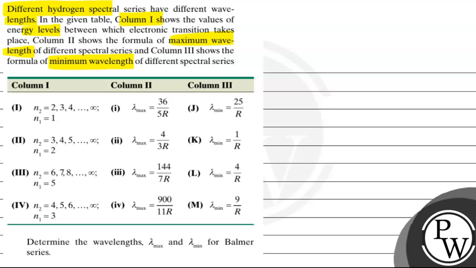So students, column 1 is showing the value of energy levels, column 2 is showing lambda max, column 3 is showing lambda minimum. We have to find the wavelengths lambda max and lambda minimum for Balmer series.